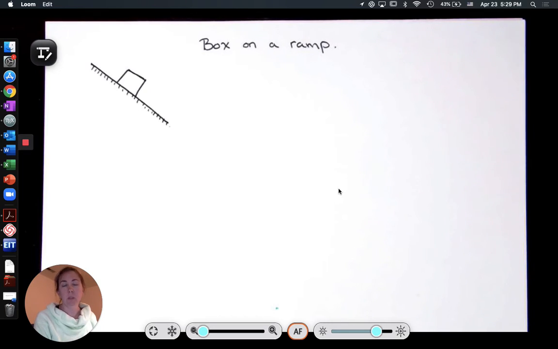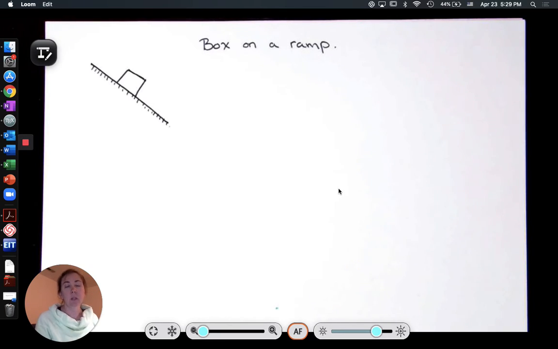One of the most prevalent questions that you'll encounter in physics dealing with forces is a box on a ramp. And we will absolutely come back to this once we learn more about friction, once we learn about what happens if the box is moving down the ramp.